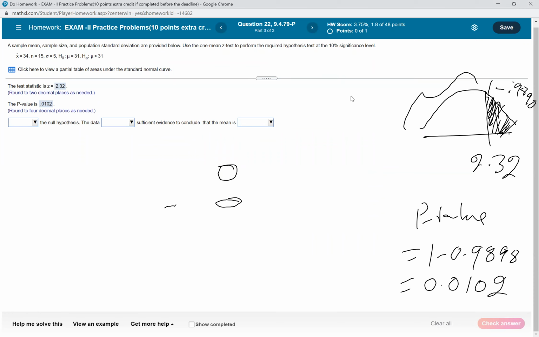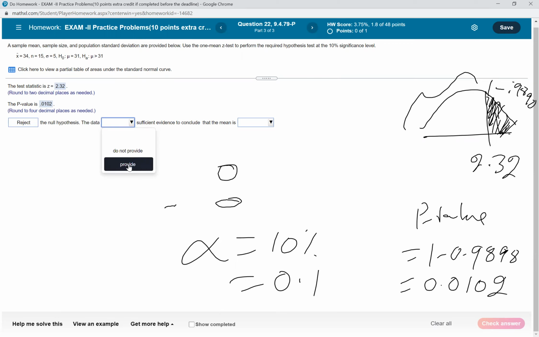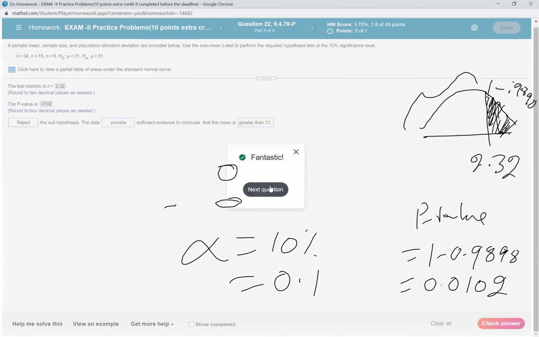And what is the alpha value? Alpha is 10%, right? So alpha is 0.1. Here the p-value is less than alpha, so we reject the null, and the data provides sufficient evidence to conclude the alternative. What is the alternative? The alternative is that the population mean is greater than 31. Yeah, that's the correct answer.